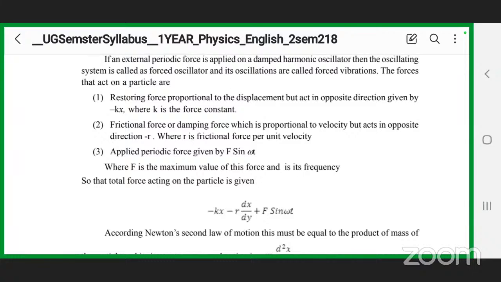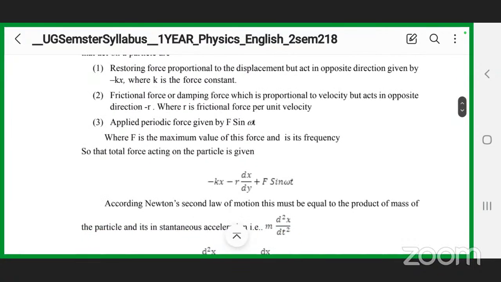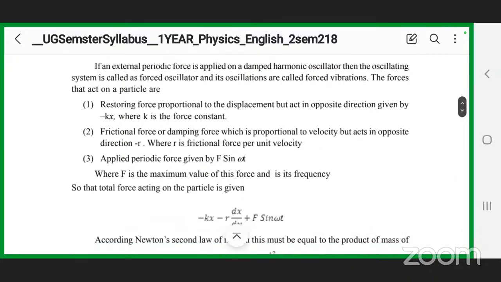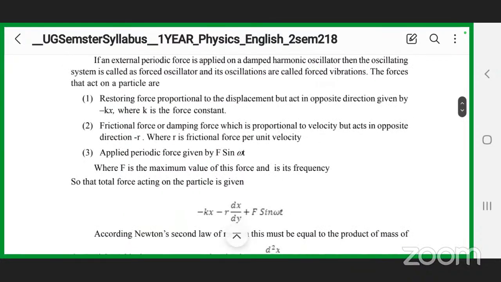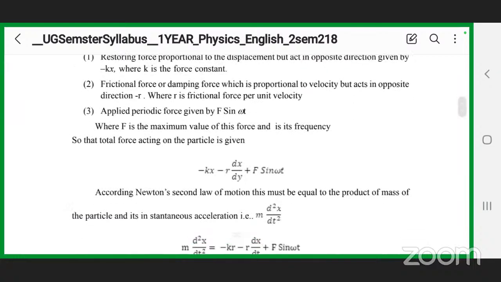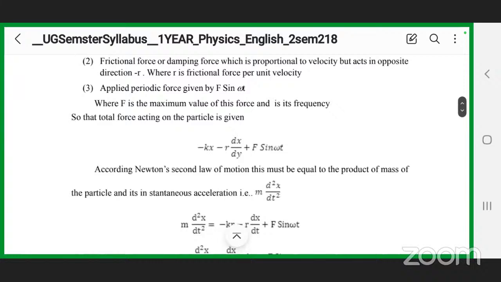Here capital F is the maximum value of the force. The total force, by adding restoring force, frictional force and applied periodic force, these three, is minus kx minus r into dx by dt, not dx by dy, correct it, dx by dt, plus F sine omega t.